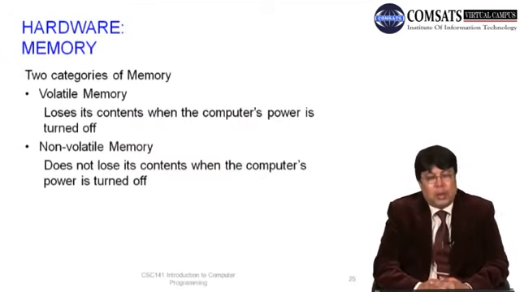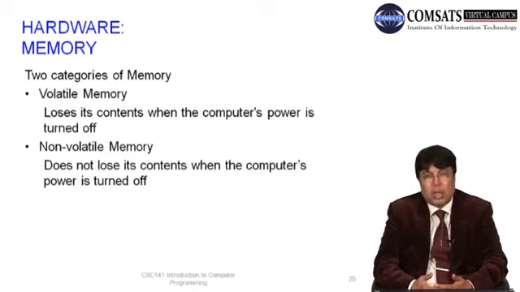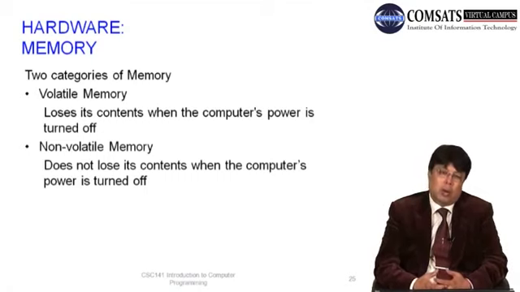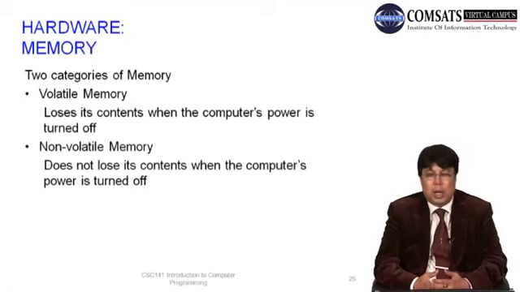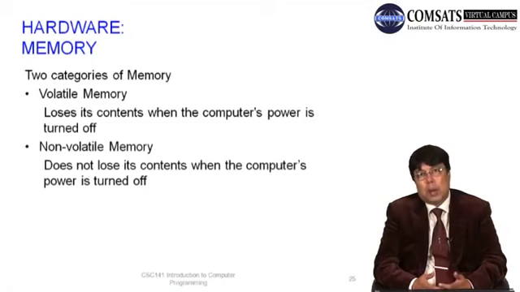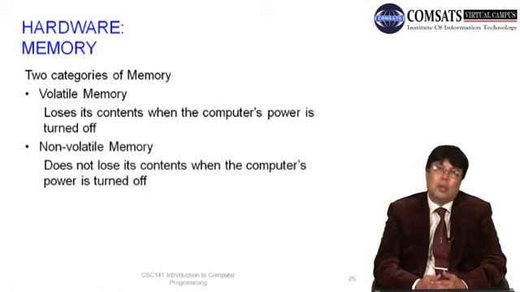Then comes a very important component, which is called the memory of the computer. The memory of the computer has 2 categories. One is called volatile memory, and the other is called non-volatile memory. Volatile memory is dependent upon power. If you lose power, then you lose this memory. It means the information is retained in the memory of the computer as long as power is available. Once the power is switched off, whatever information you have maintained in the volatile memory of the computer is lost.